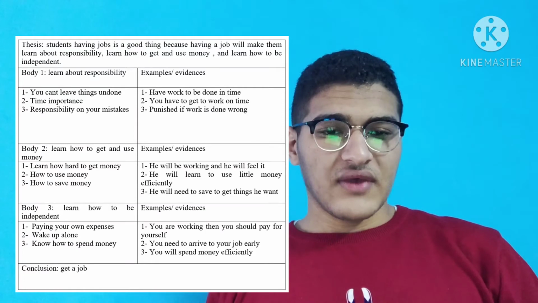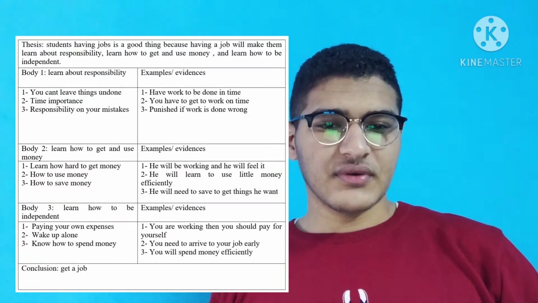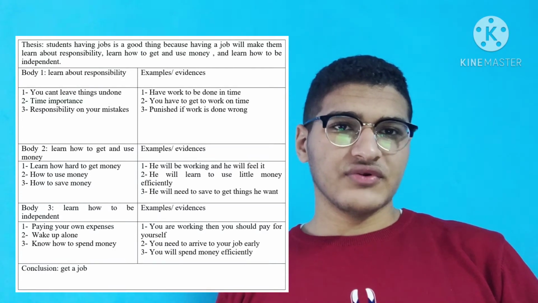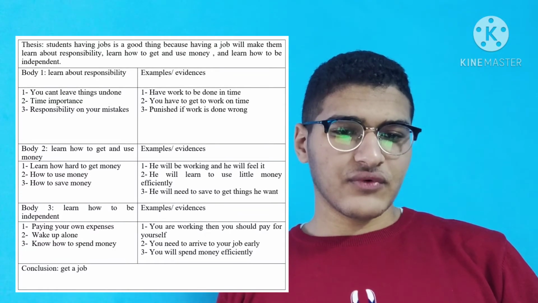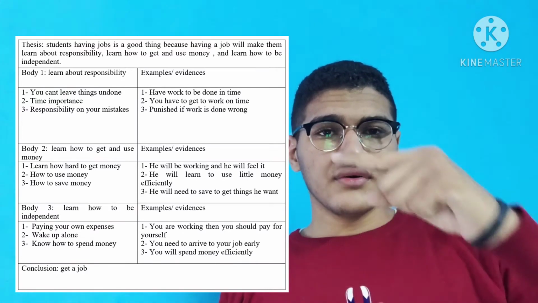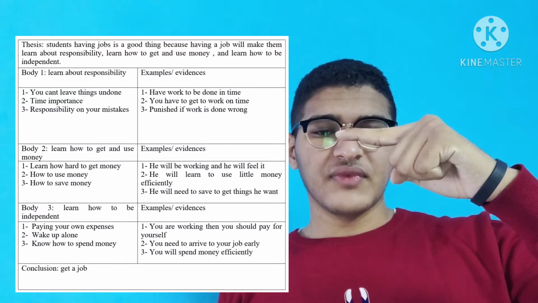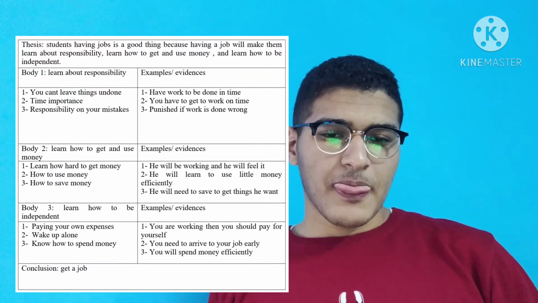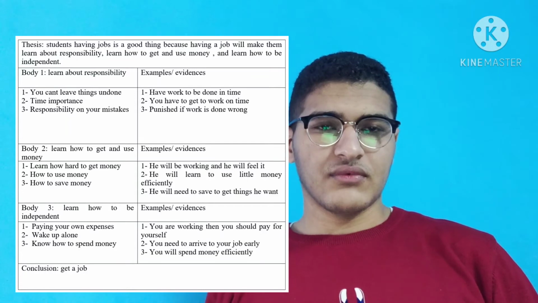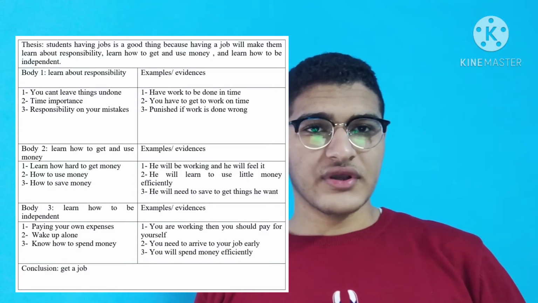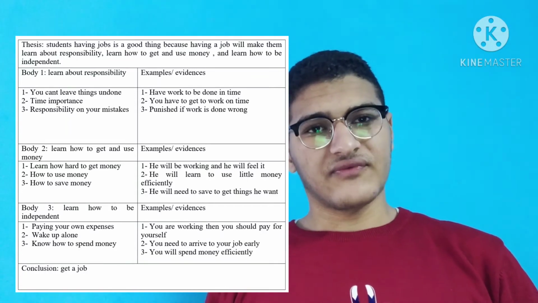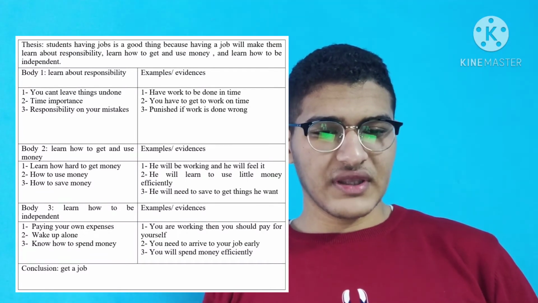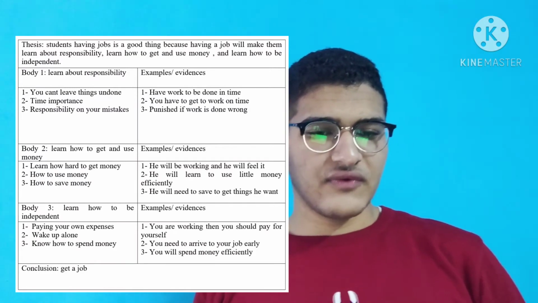If you've done something wrong, you should be punished for it. As evidence for this point, when you do something wrong in work, you will be punished if the work is done wrong. Here in the second sub main idea: learn how to get and use money. First point to support it, learn how to get money. When you start working, you'll know how hard your parents worked to get money and spend it on you.